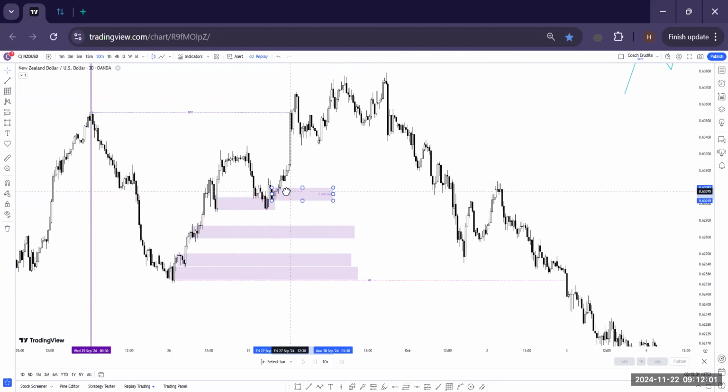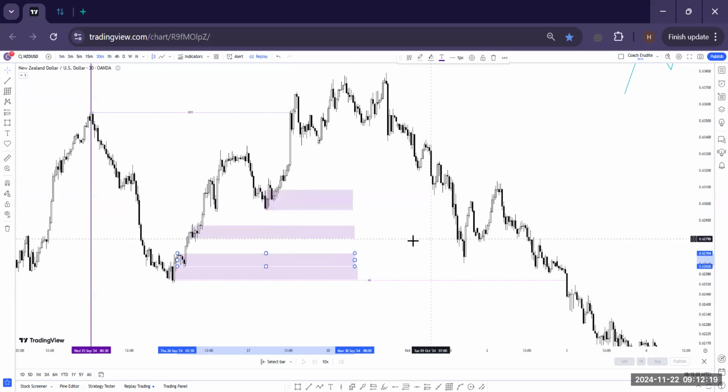Even the mitigated candle created another block. So here we have another block here. So let's focus on unmitigated. What I mean by mitigated or not mitigated is this: the one that price has not touched is unmitigated. The one that price has touched is mitigated.